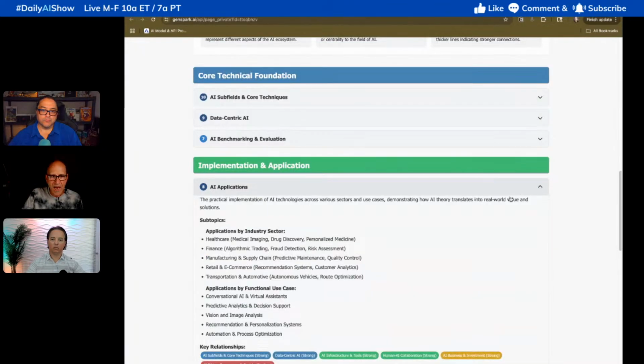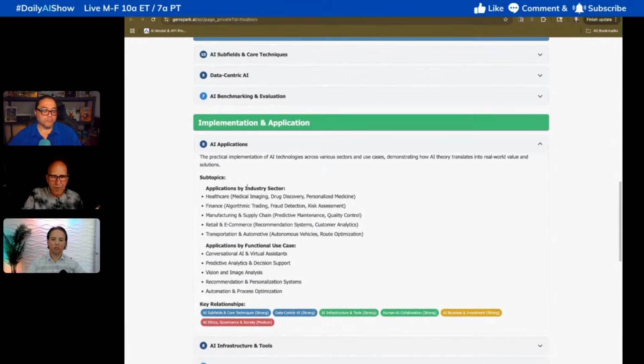All right, quickly, AI applications. We have the AI applications by industry sector, and we also organize it by functional use case. So by sector, we've got healthcare, finance, manufacturing, supply chain, retail and e-commerce, and transportation and automotive. And these are the main areas of application development, setting aside the consumer application space, which is primarily down by functional use case, focused on conversational AI and virtual assistants.